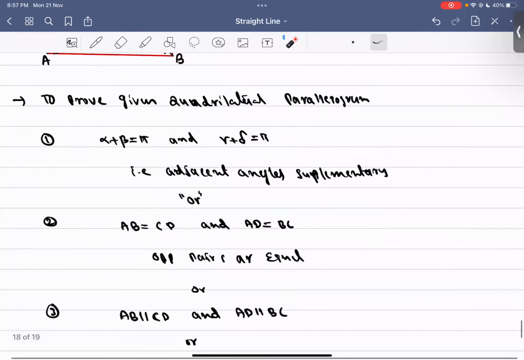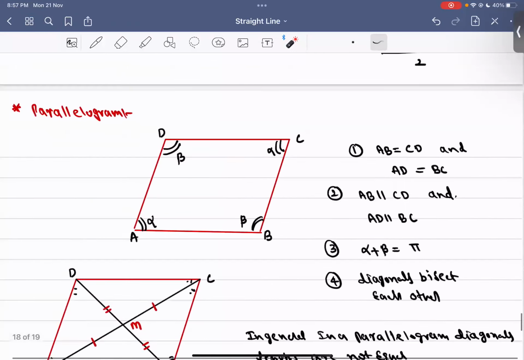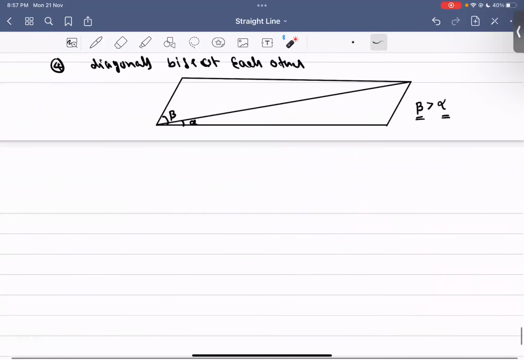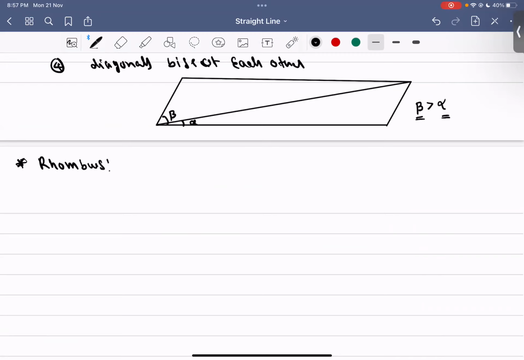Next, the second quadrilateral is the rhombus. This is a special case of parallelogram only. For the rhombus, all the parallelogram properties will be satisfied, and it has its own extra properties.